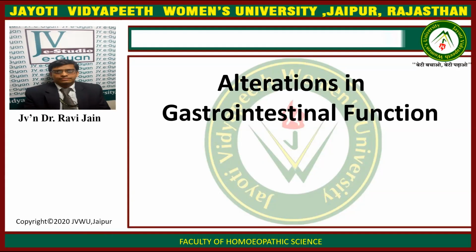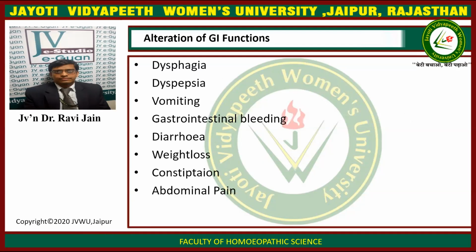Now, there are various alterations in the GI functions. This we are going to study one by one. When the gastrointestinal system is not functioning properly, there can be alterations like dysphagia, that is difficulty in swallowing, dyspepsia, and vomiting. We will be discussing these conditions one by one, so you don't have to worry about it. There can be vomiting and gastrointestinal bleeding, diarrhea, weight loss, constipation, and abdominal pain. I will again repeat: dysphagia, dyspepsia, vomiting, gastrointestinal bleeding, diarrhea, weight loss, constipation, and pain.